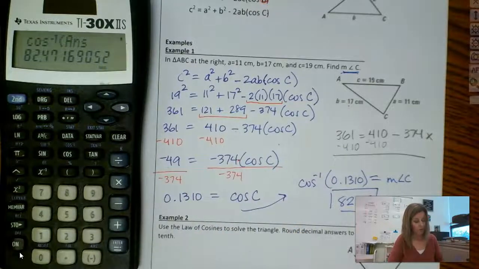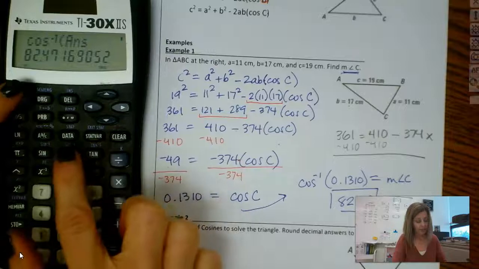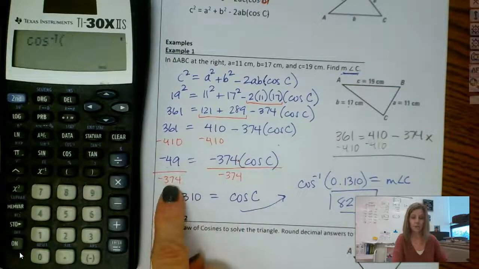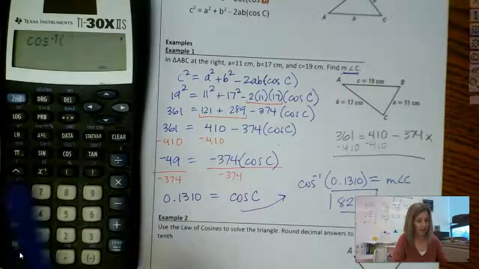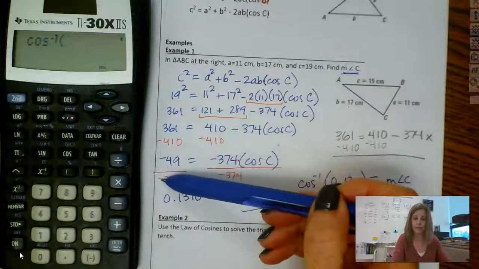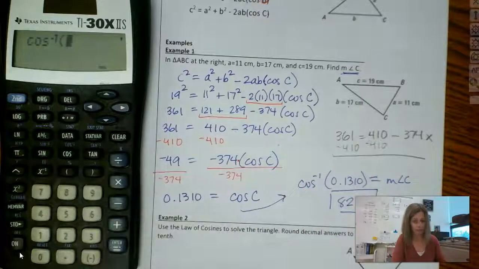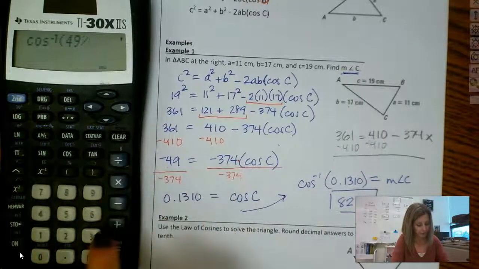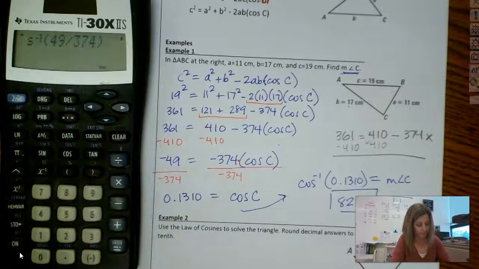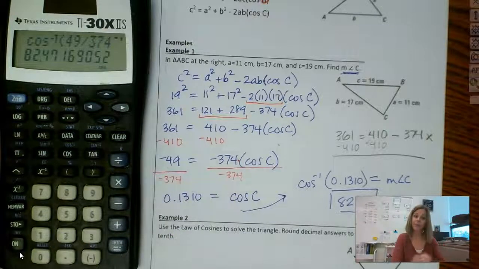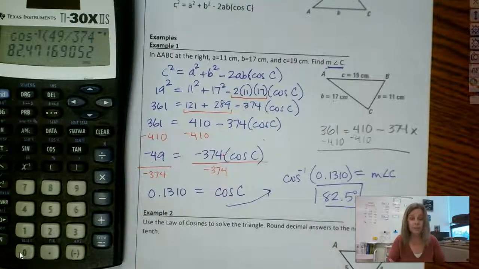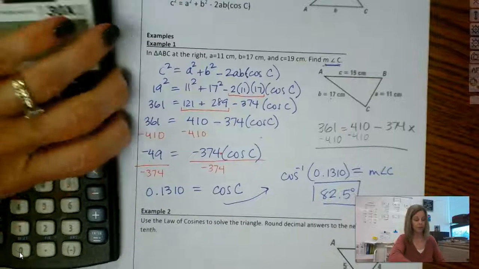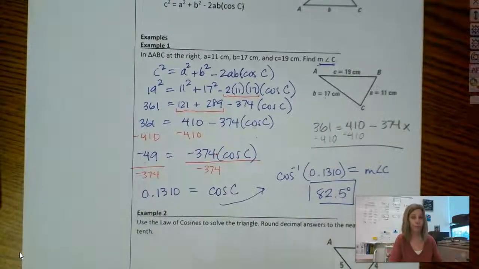Or what I even could do is go back even further. Like I could do inverse cosine of this fraction if I wanted. Now, I probably will just not enter the negatives because I know a negative divided by a negative is a positive. So I could do 49 divided by 374. And there's the same answer. Okay? So you might consider that, and I'll try to show that as I go through it. Okay, so it really just turns into a big solving an equation once we have the right equation written.